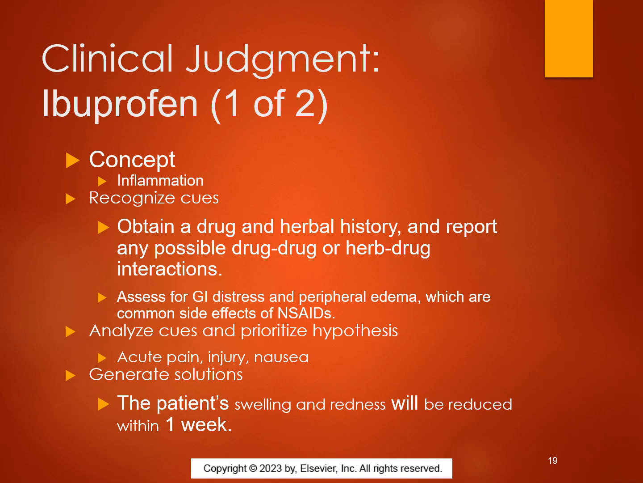Ibuprofen continued. Recognize cues. Obtain a drug and herbal history and report any possible drug interactions or herb-drug interactions. Assess for GI distress and peripheral edema, which are common side effects of NSAIDs. Analyze cues and prioritize hypotheses: acute pain, injury, nausea. Generate solutions, as we talked about earlier.